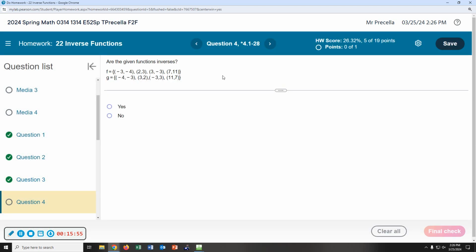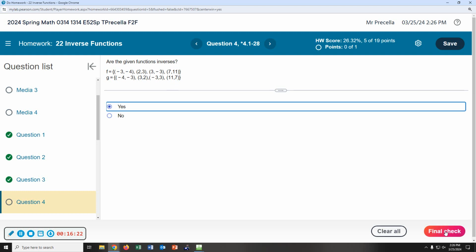Number 4, are the functions inverses? Here they're just writing them out as ordered pairs rather than a table the way we were doing the other one. What do y'all think? Are those inverses? Are the ordered pairs reversed? Yes, they are. Negative 3, negative 4. You have to look carefully because they could just drop a little negative sign and it's hard to spot. 2, 3, yes, yes, yes. So this is another yes.